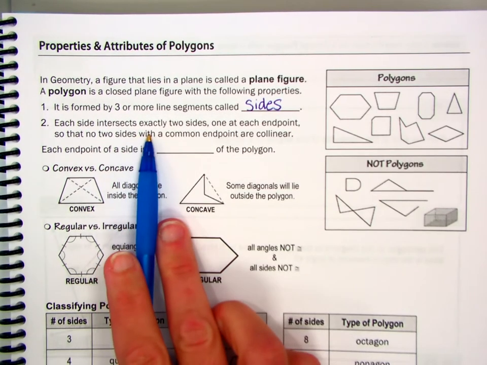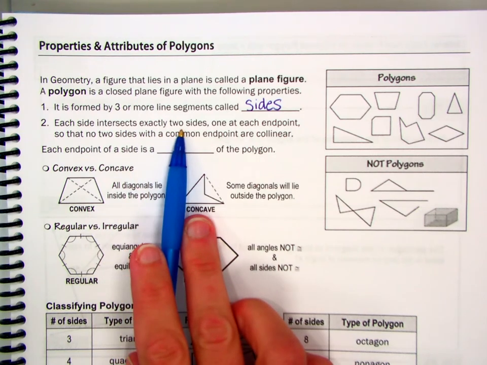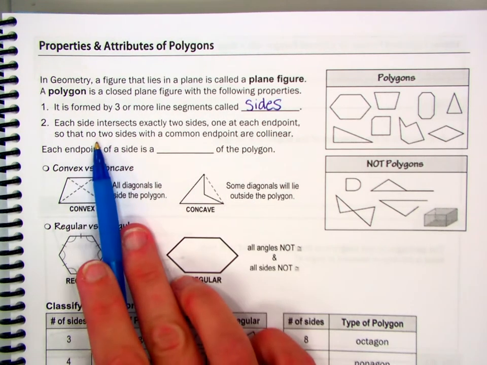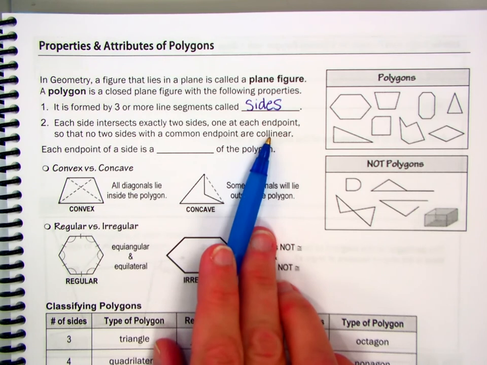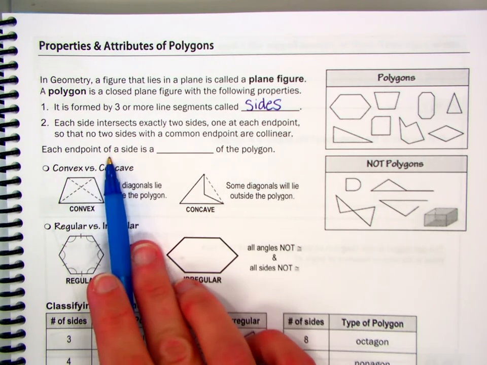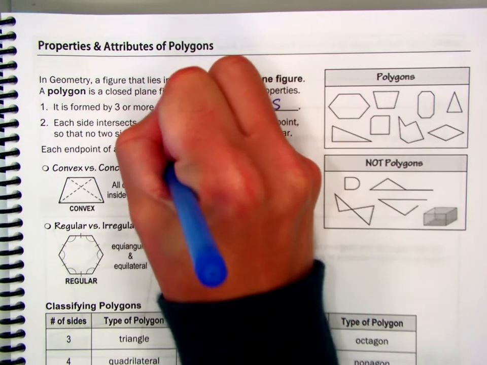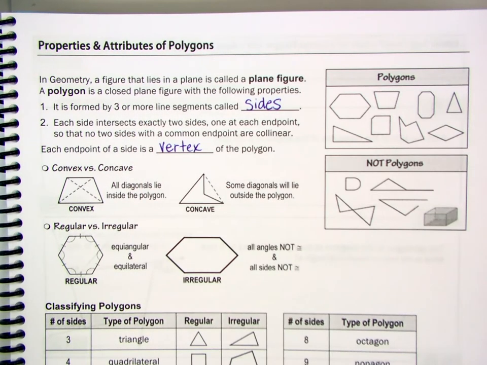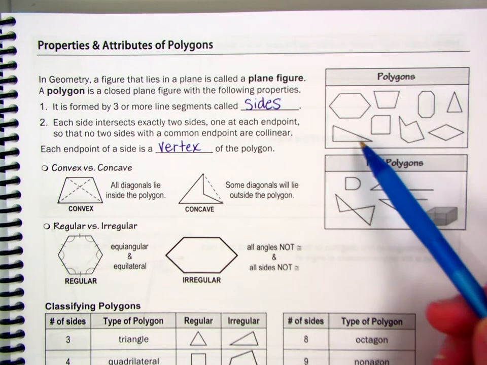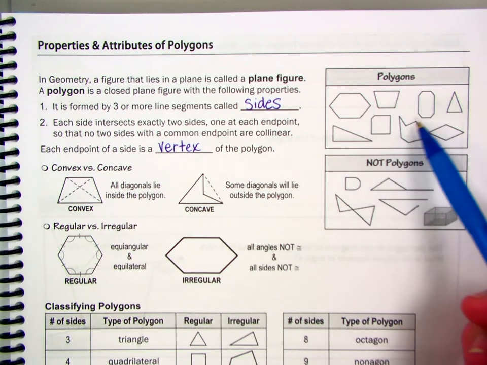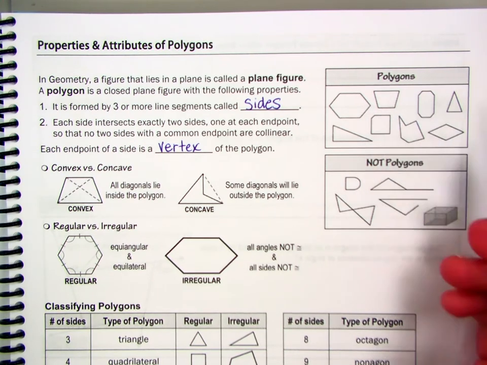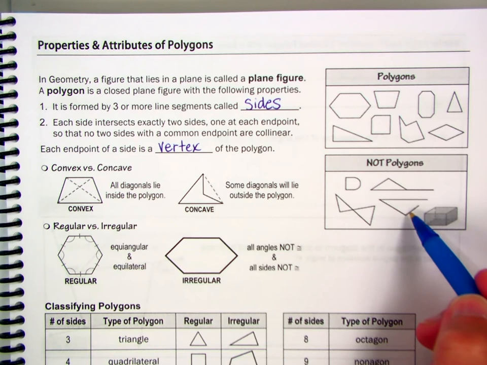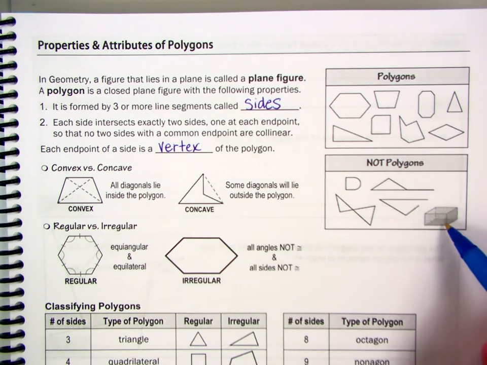Each side intersects exactly two sides, one at each endpoint, so that no two sides with a common endpoint are collinear. Each endpoint of a side is called a vertex of the polygon. So these figures here are polygons because they are closed, right? It's a closed plane figure, and here we have one that's open. It's also two-dimensional. So this is not a plane figure or polygon, it's a solid, because it's not a plane figure.